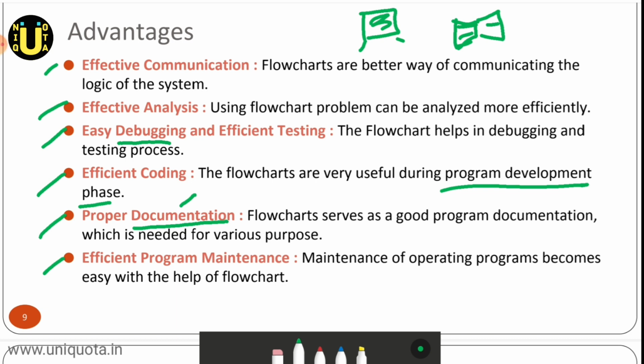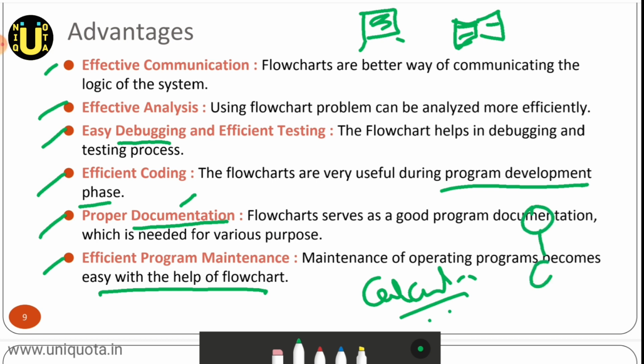So next, efficient program maintenance. Maintenance of operating programs becomes easy with the help of a flowchart. For maintenance also, like debugging and testing, maintenance means if you want to upgrade anything. If you have created a calculator and want to add a feature using trigonometric ratios, then also it will be useful, so that you can just cut off the flowchart at that point and add the new part, like this. It will be helpful. So you have come to know the advantages, just take a screenshot if you want.